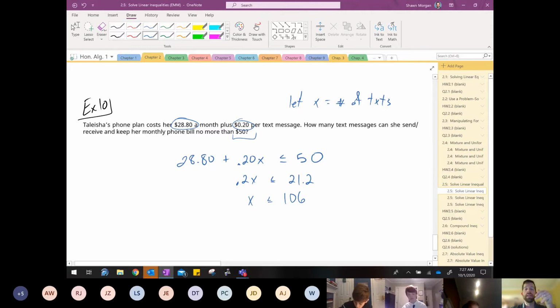So when we look at an example like this, we want to make sure we answer the question in the context that it's given, right? And so it says, how many texts can she send? Now, unlike the last example, 106 is actually a good number. So she could send at most 106 text messages. If she sent 107, it would cost more than $50. It would be $50.20. All right, make sense, fellas? So when it asks how many text messages can she send, we'd say 106 gets the job done. All right, Jack, you can mute yourself again.